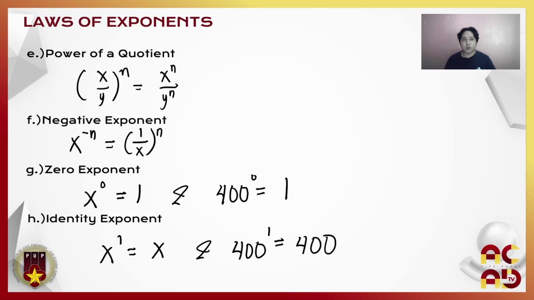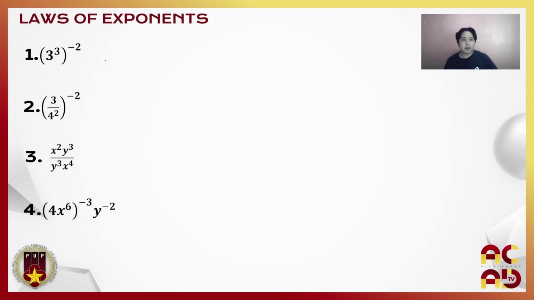Okay? So after we discuss the laws, let's proceed to the sample problems. We have sample problem number 1: 3 cubed, quantity raised to negative 2. Here, we notice that it has a negative exponent, so what we will do is take the reciprocal. It becomes 1 over 3 cubed, and the negative 2 power becomes positive 2. Now, we can multiply the powers, the cube and the squared. So it becomes 1 over 3 raised to 3 times 2, which is 6.